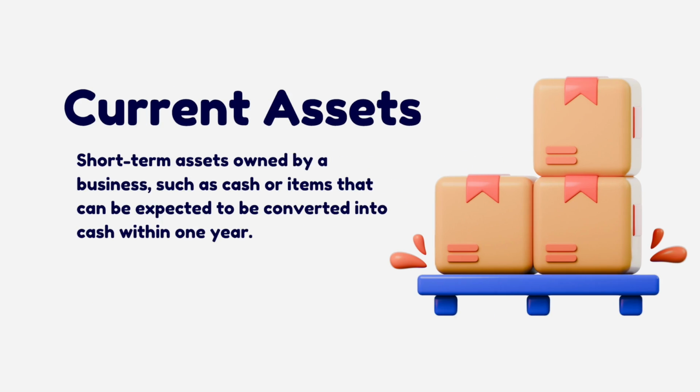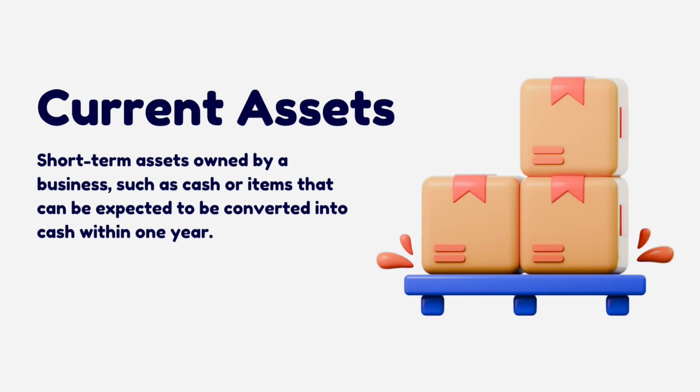Next, we have current assets. These are short-term assets owned by a business, such as cash or items that can be expected to be converted into cash within 1 year. Current assets include things like stock or inventory. This is because you would be expected to sell this stock within a year and generate cash from these sales. Another current asset is money that is owed to you by customers. These are called debtors. And finally, any cash that you may have on hand is of course a current asset too.